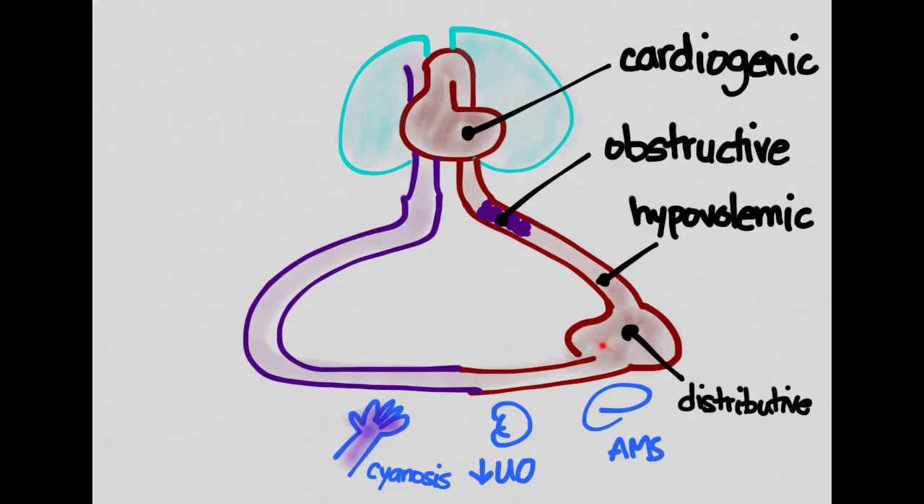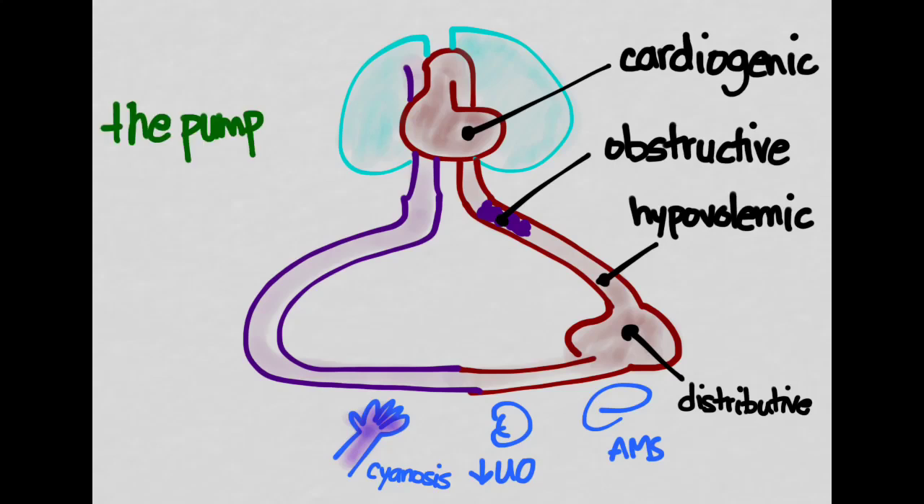So there might be enough fluid in the system, and the heart may be pumping perfectly well, but it can't get past this. This can happen if there's a block in the blood vessel itself, like a pulmonary embolus, or there could be something that's blocking blood from getting into the heart, such as a tension pneumothorax or a cardiac tamponade. There are two other ways that I've seen this categorized.